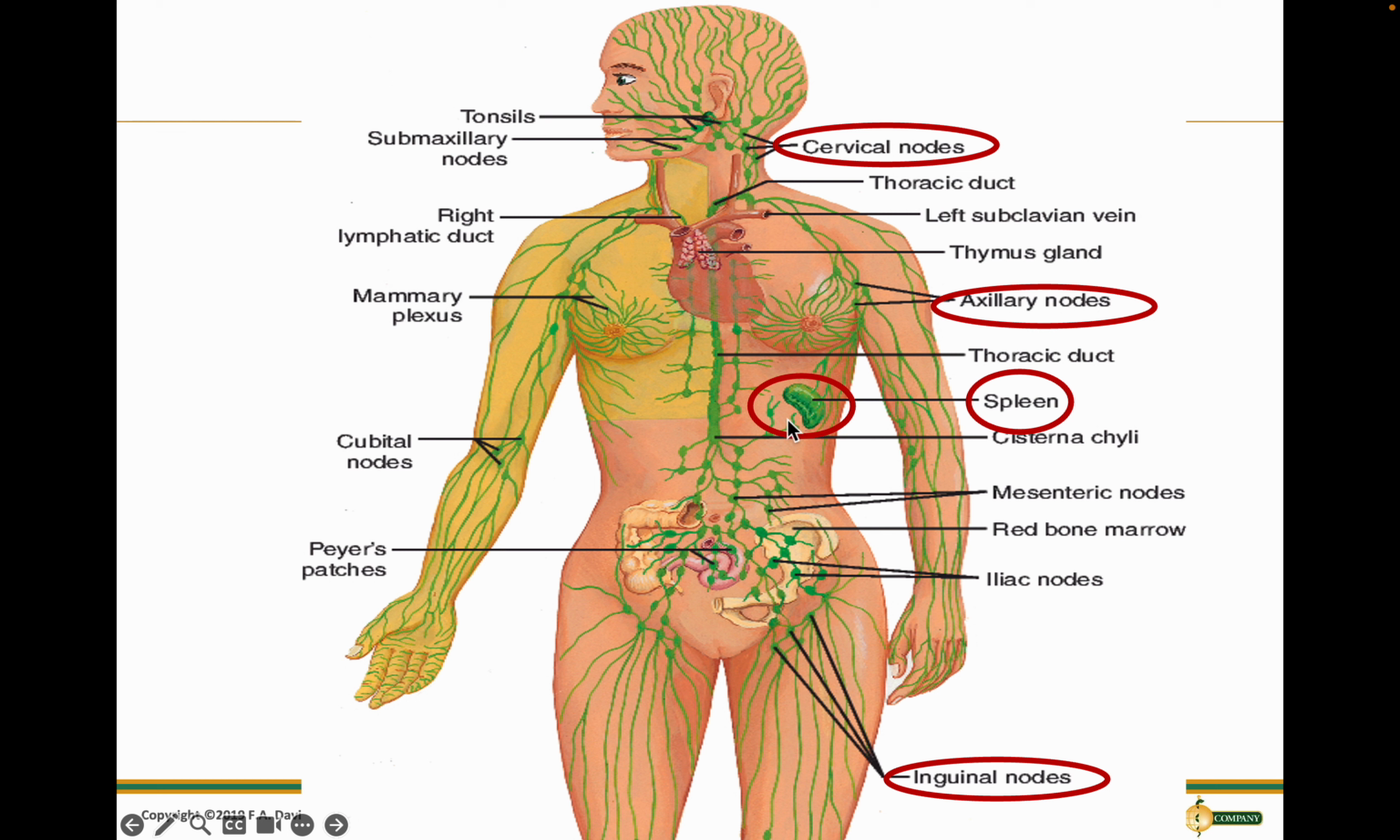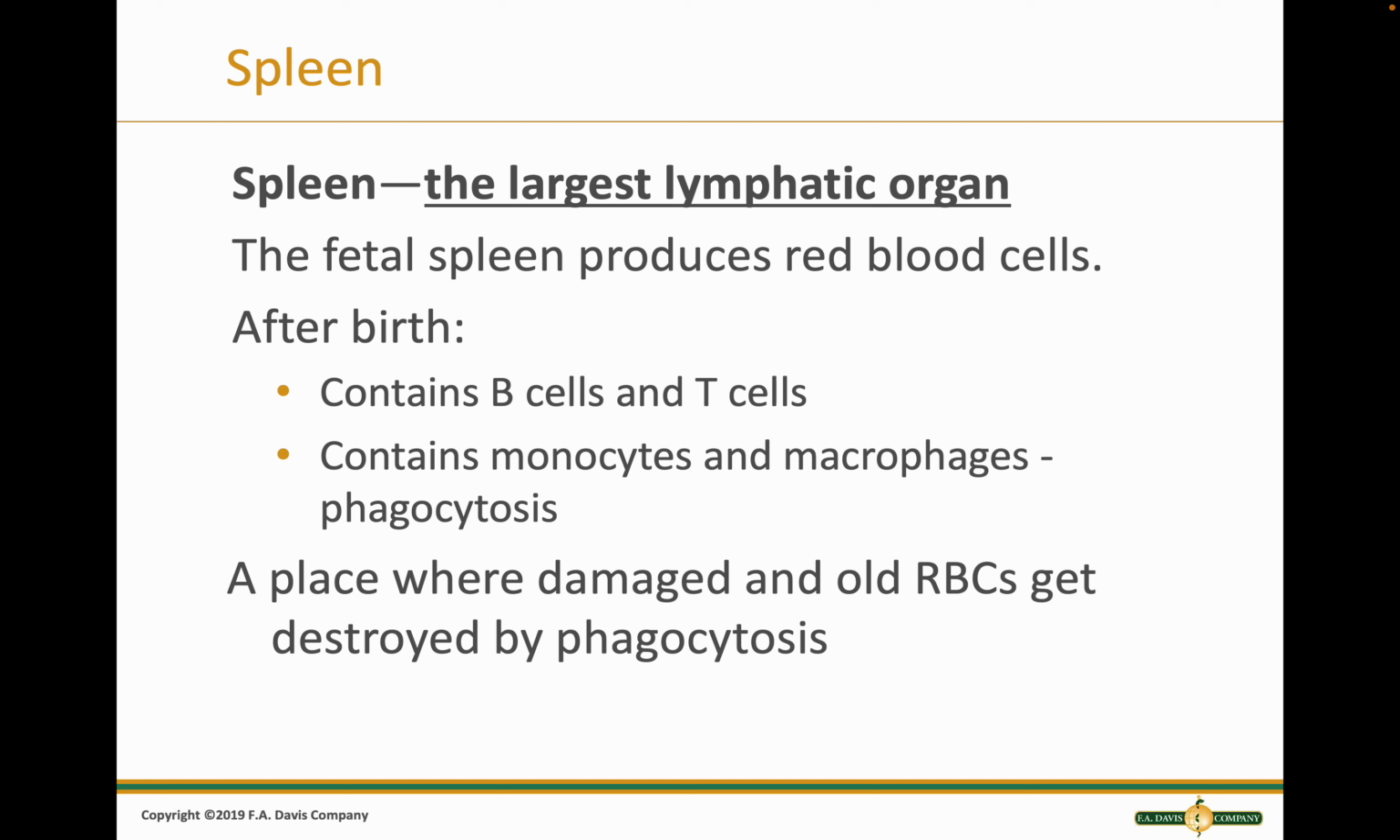So in addition, I just wanted to point out, to segue into the next idea, that as mentioned before, if you look at the size of these nodes, these collections of lymphatic tissue, the spleen is much bigger, and like I said, it's the largest lymphatic organ. So again, spleen is the largest lymphatic organ. As a fetus, it has a very specialized role for a period of time where it produces red blood cells.